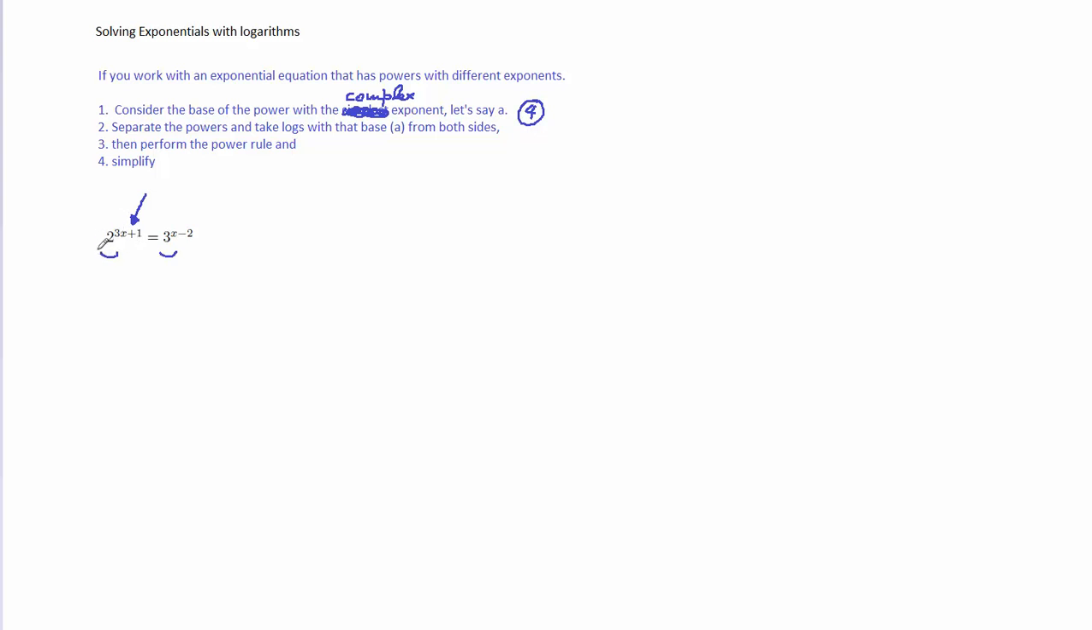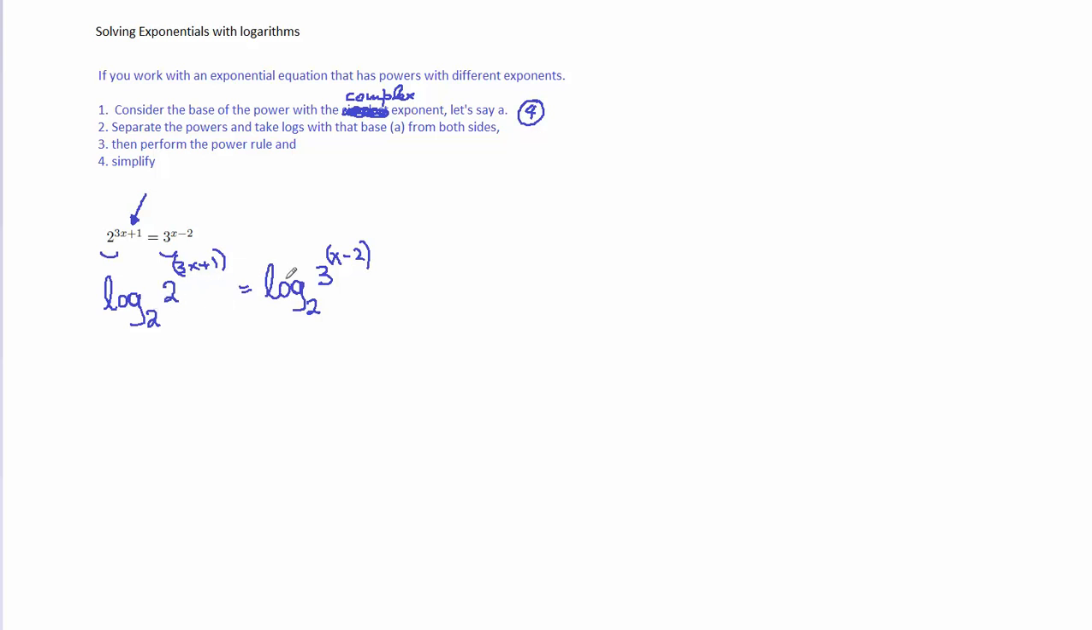So I'm going to use log base 2 and I will take the log base 2 from both sides of the equation. So let me do that. I have here log with base 2 of 2 to the (3x + 1), and this is equal to log with base 2 of 3 to the (x - 2). Now, since on both sides I have exponents that have two terms, I would prefer to put them in parentheses, only to avoid any mistakes when I apply the power rule.